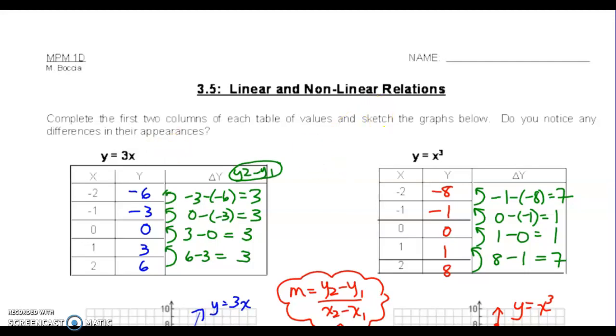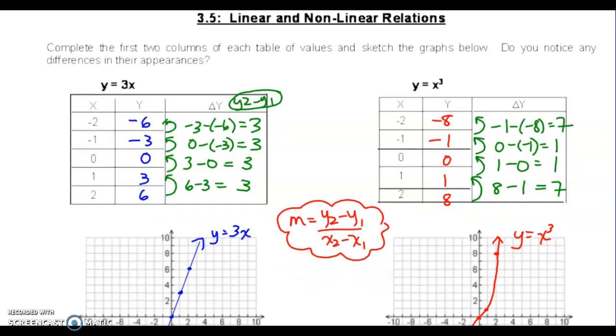So today what we're going to do is compare the difference between linear and nonlinear relations. So first of all, I have a linear relation, y equals 3x, okay? And I have a table of values that I've created. So I've randomly chosen numbers for x. I'm going to plug these numbers into my equation to solve for the corresponding y values. And so I've done that, and I now have my table of values completed.